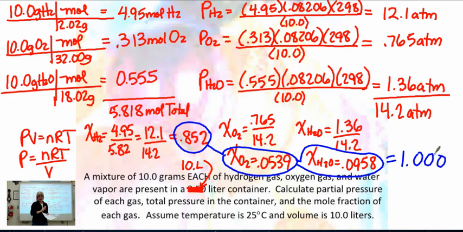So I used the amount of each gas to go to moles, the ideal gas law to use pressure, and then I divided the pressure of each by the total pressure to give my mole fraction, or the moles of each by the total moles to get the mole fraction as well.